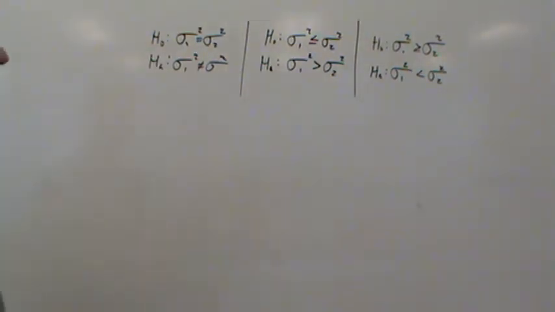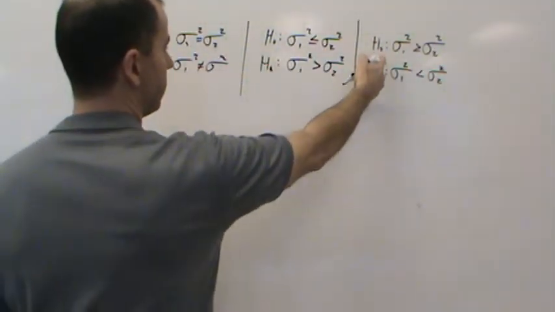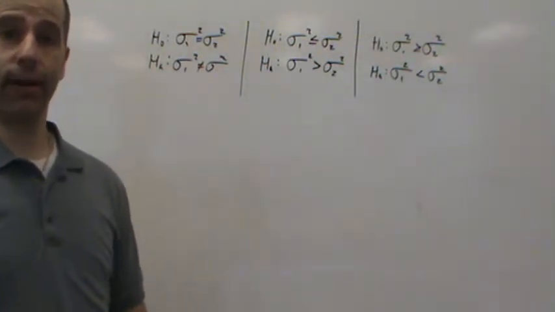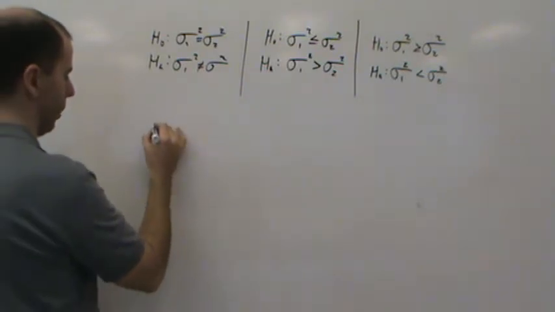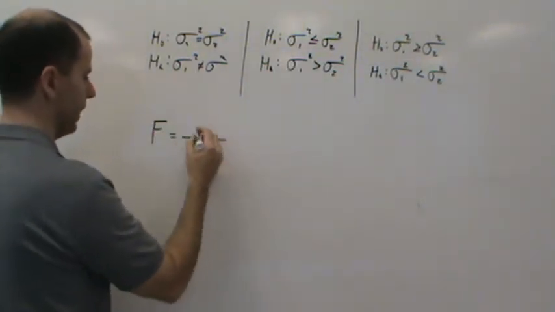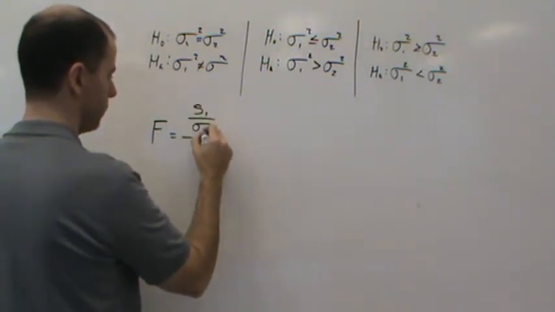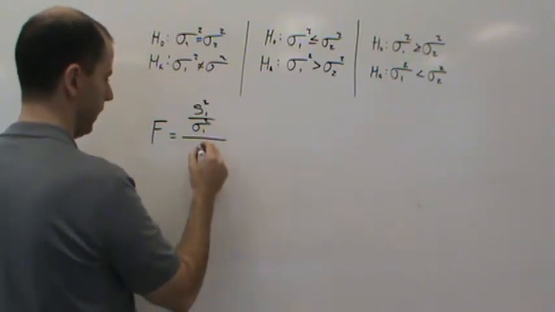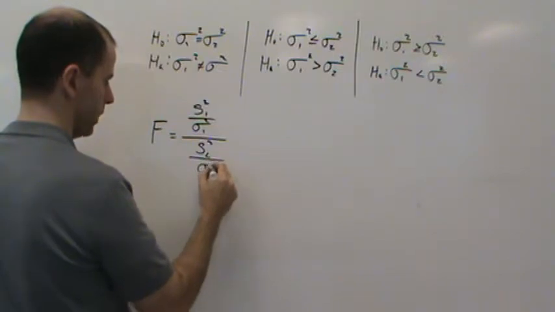Now notice in each one of these, the null hypothesis, we're going to assume what? That the variances are equal. So under the null hypothesis, what happens to our F ratio? Our F ratio, which again is S1 squared over sigma 1 squared, divided by S2 squared over sigma 2 squared.